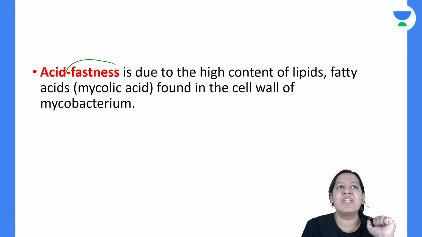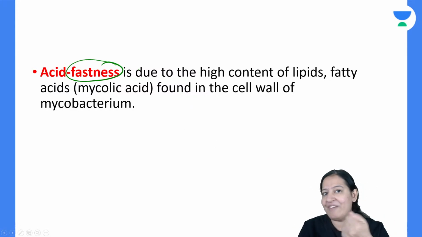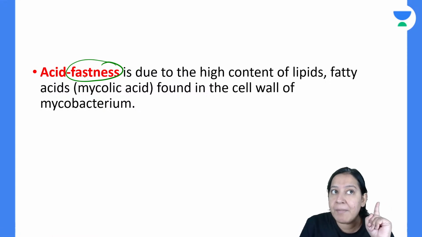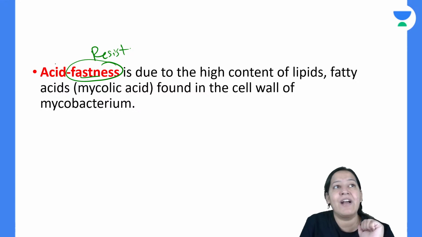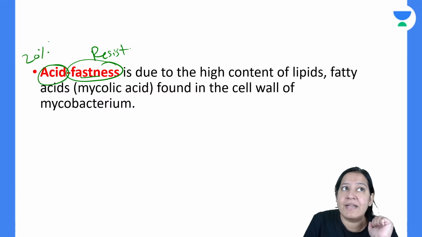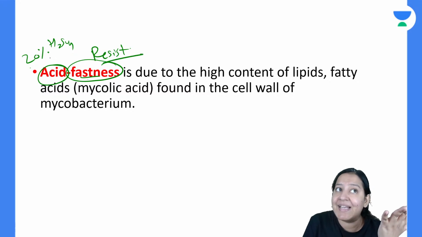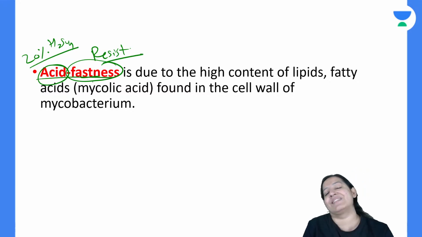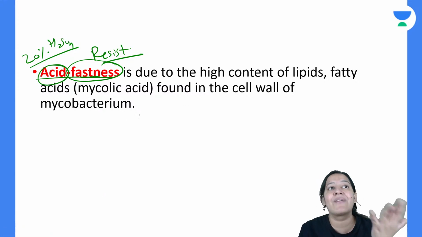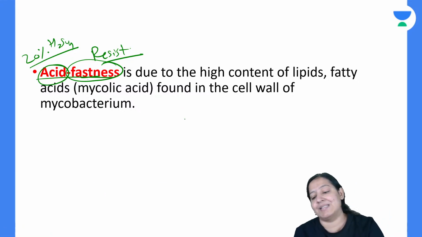So what is fastness? Fast does not mean speed, not the slow and fast kind of fast. Fast means resistance. What is the decolorizer? Decolorizer is an acid. It is 20% H2SO4. So the bacteria which resist acid are known as acid fast. So acid fastness means resistance. It is the resistance. Have you got it?